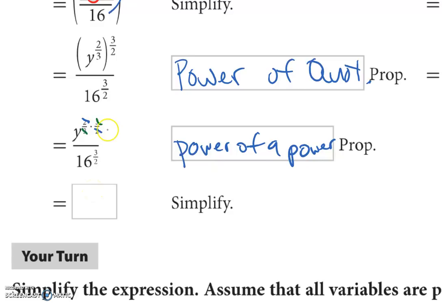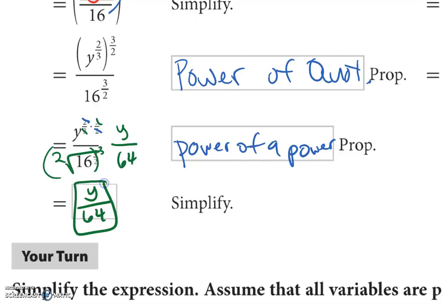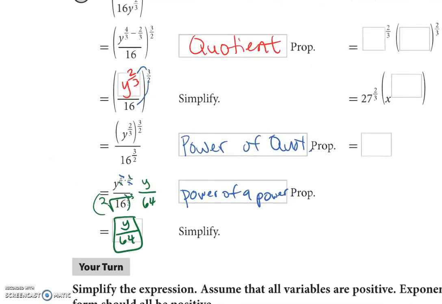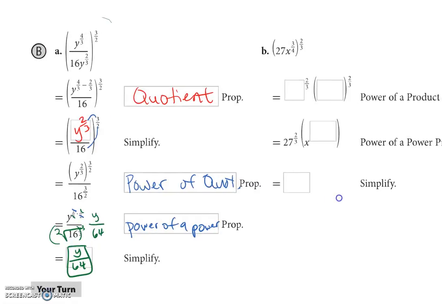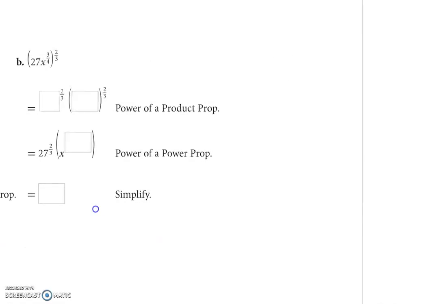And I'm going to get, on top, y, and on bottom, I can think about this as the square root of 16 cubed. And the square root of 16 is 4, and 4 cubed is 4 times 4 times 4, which is 64. So my answer is y over 64. So what we did was we used our different properties in order to simplify this here. And let's slide on over and check out how to do part B.